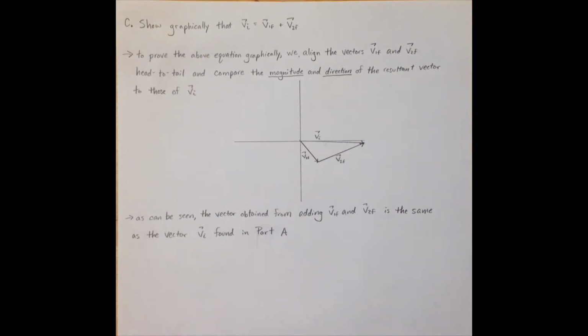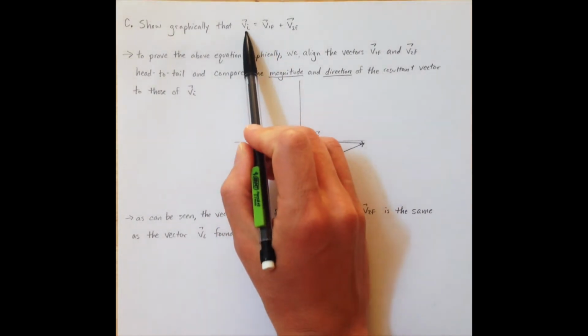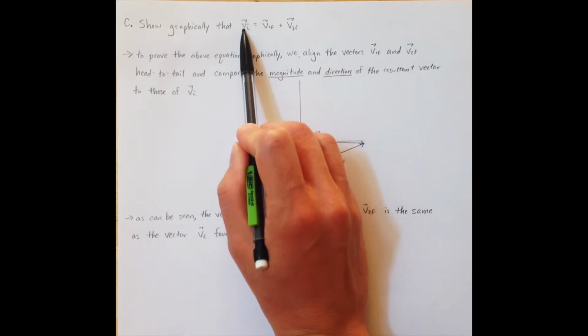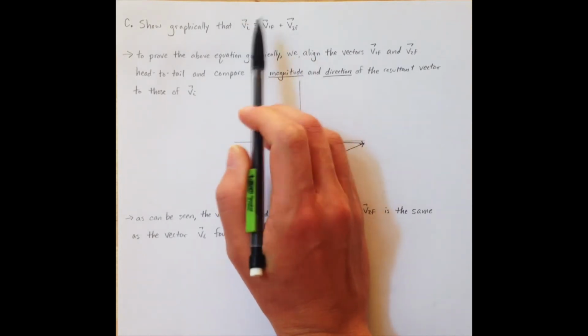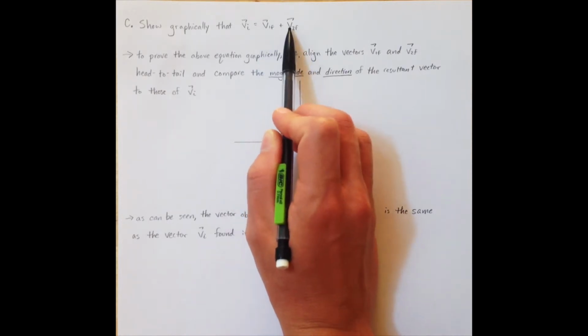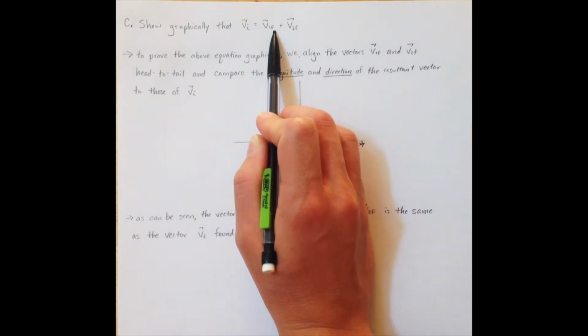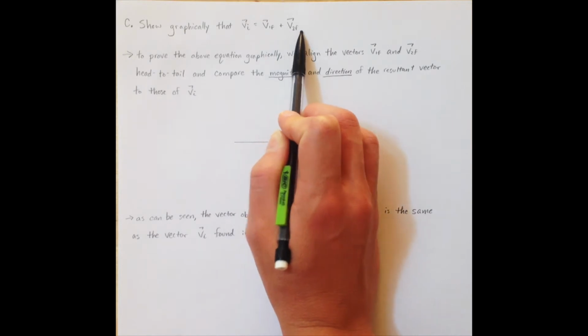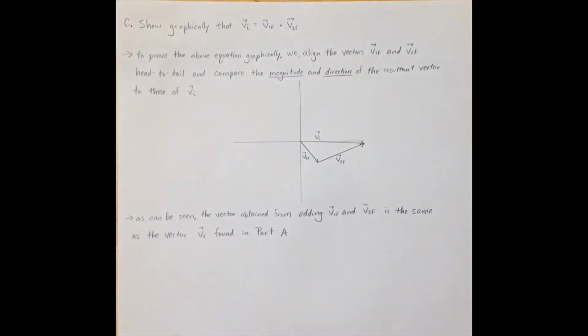In part C of this question, we're asked to show graphically that v sub I, the velocity of the incoming ball, is equal to the vector sum of v sub 1f plus v sub 2f, the velocity of ball 1 after the collision, and the velocity of ball 2 after the collision.